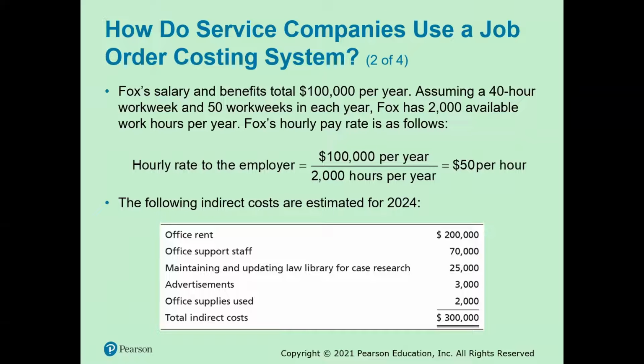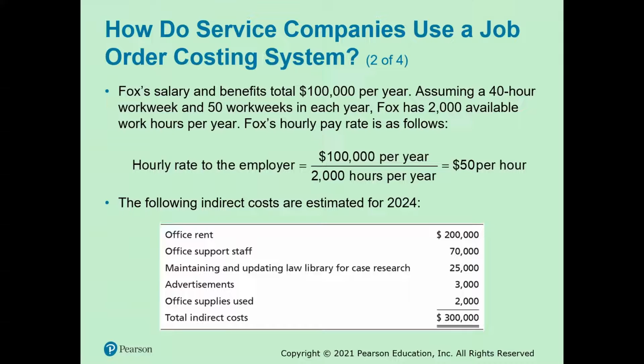Here in this example, Fox's salary and benefits total $100,000 per year. Assuming that there's a 40-hour work week and 50 work weeks in each year, Fox has 2,000 available work hours per year. So Fox's hourly pay rate is $100,000 divided by 2,000 hours, which equals $50 per hour.